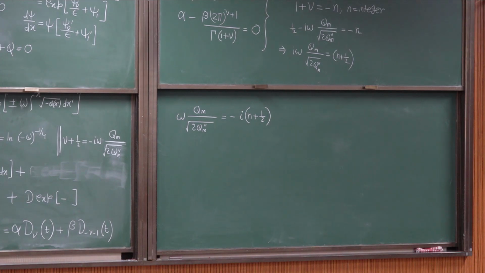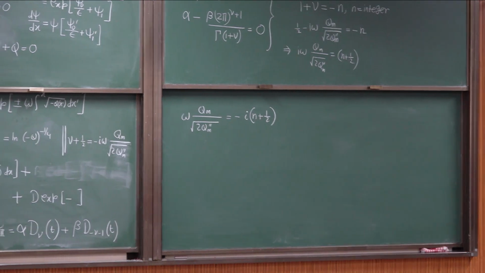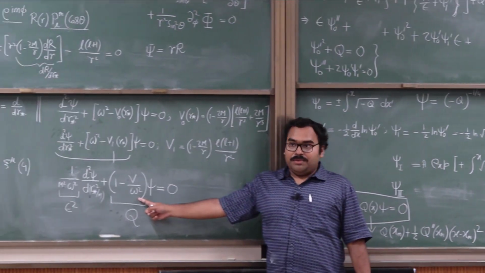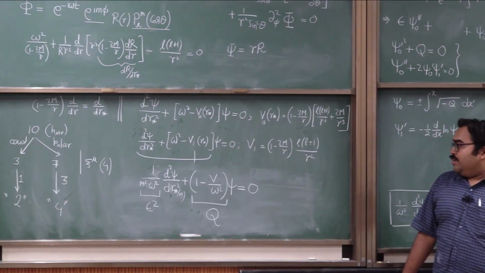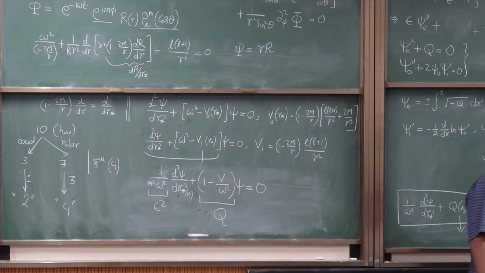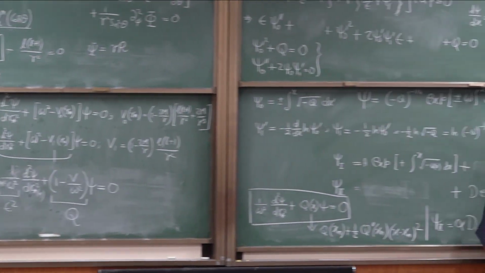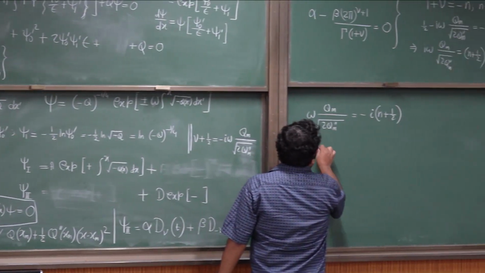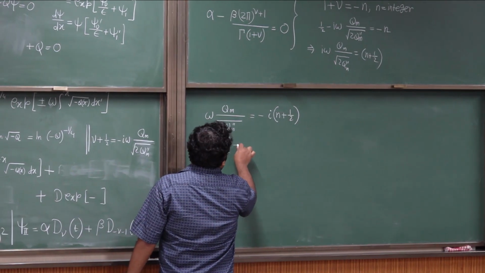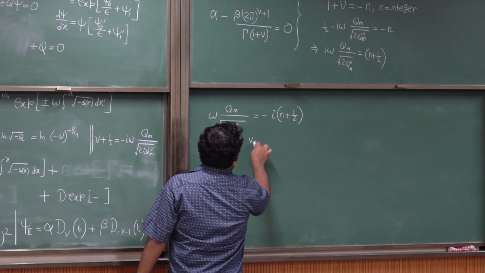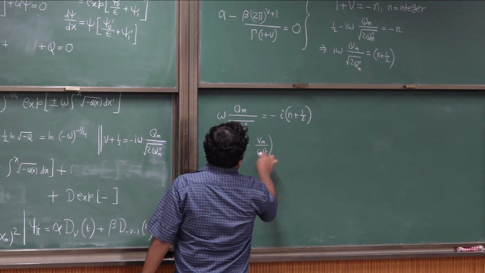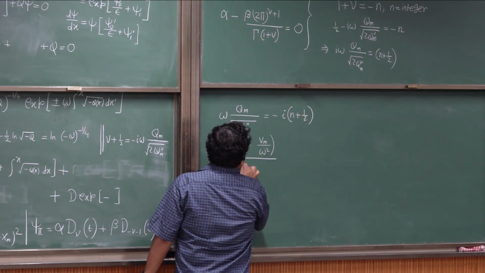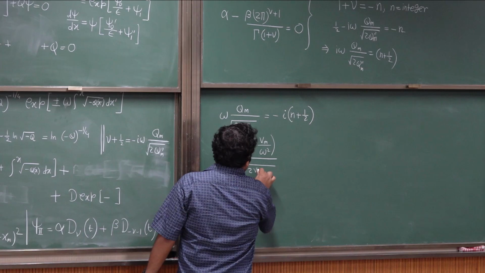Correct? Now what is qm? Qm also has omega square. Let me remind you. So that means qm will be 1 minus Vm by omega square. So I have to substitute it there. So this implies omega 1 minus V at maxima by omega square, then you have square root of minus 2 V maxima.